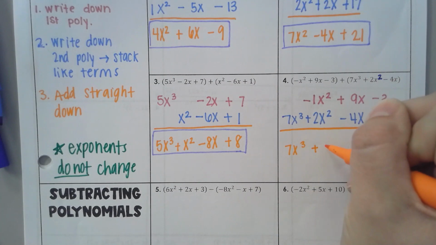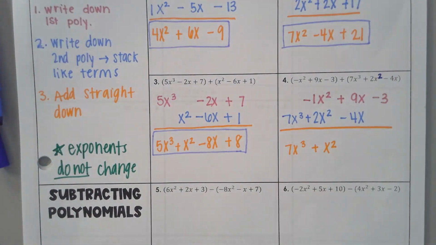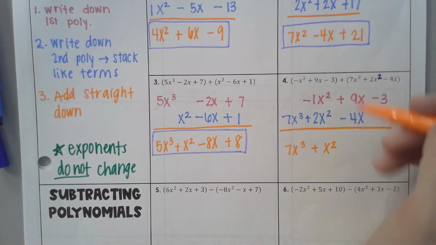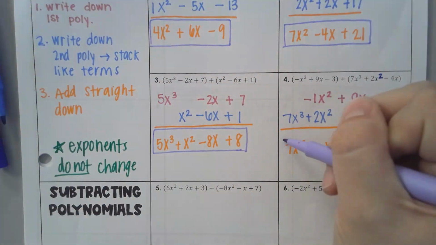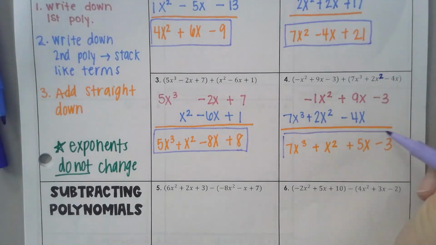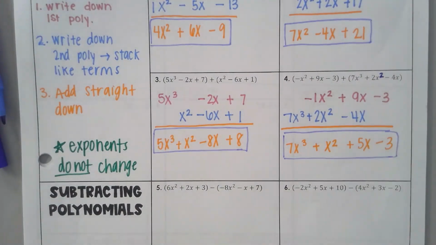So 1 plus x squared. 9 and negative 4? 5x. So plus 5x. And then bring down the minus 3. Are there any questions? Sorry. Do you think this is easier?